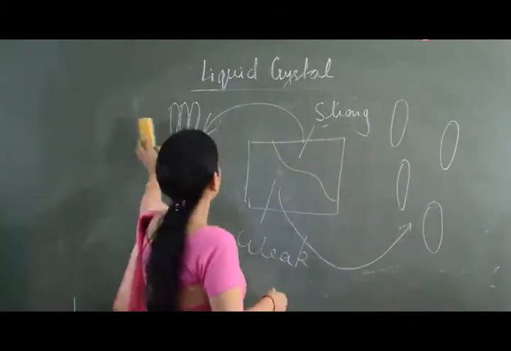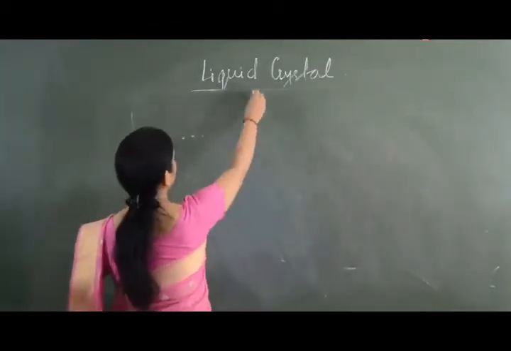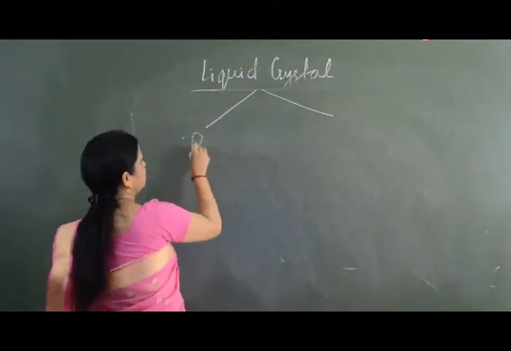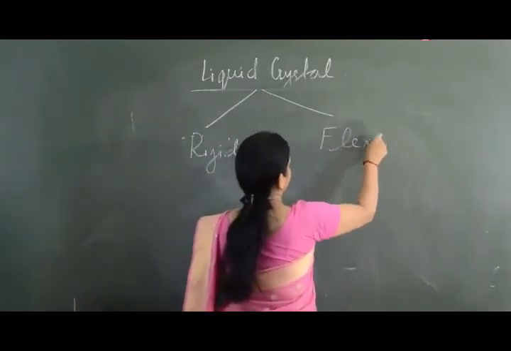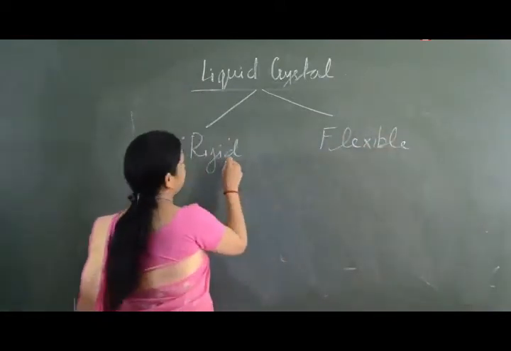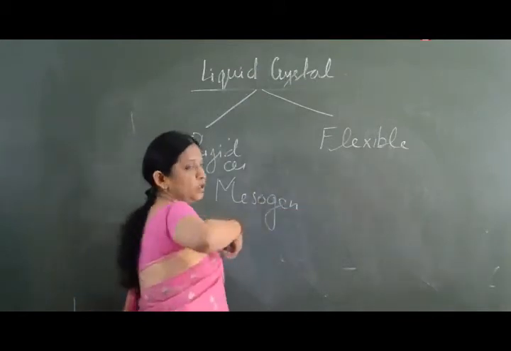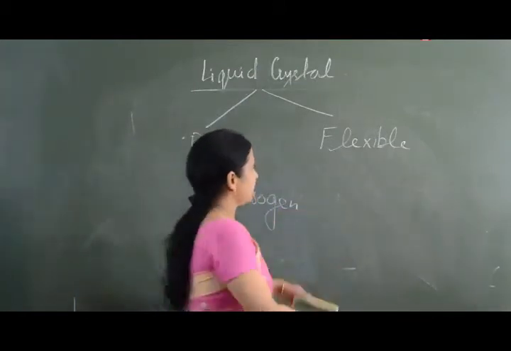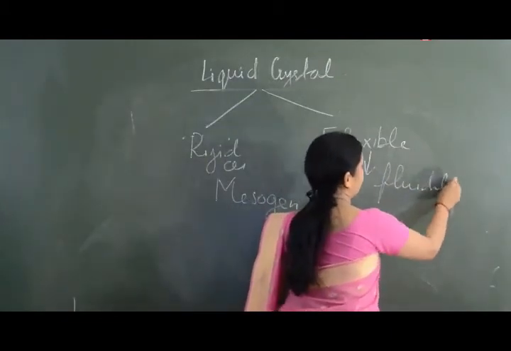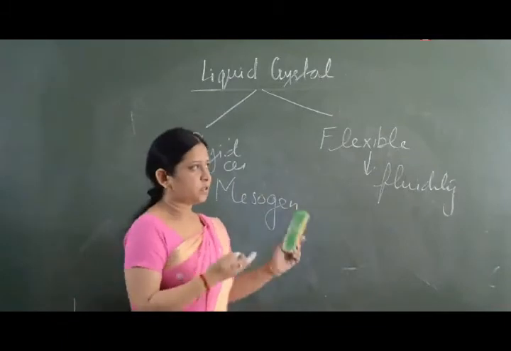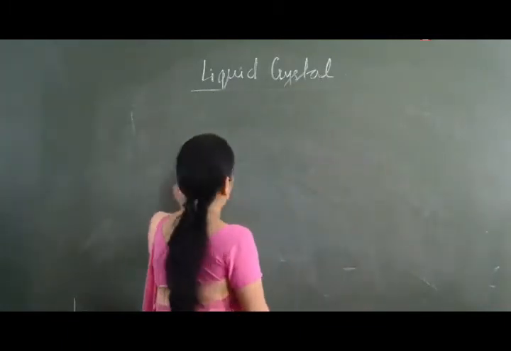So, if we have to describe the structure of liquid crystal, it has two parts, a rigid part and a flexible part. The rigid part is also known as mesogen, where the force of attraction is strong. The flexible part is responsible for the fluidity of the liquid crystal. So, this is about the structure of liquid crystals.